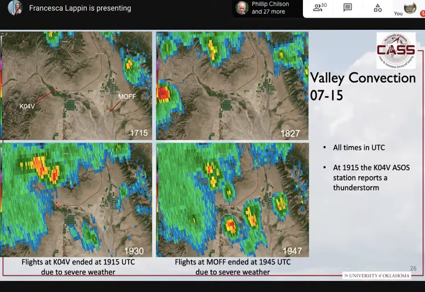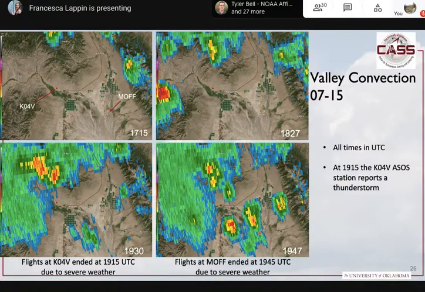While there's no reflectivity shown directly over the site, keep in mind that radar coverage within a valley isn't necessarily going to show the base of a cloud, especially when the radar is to the east of this valley. And then at 1945 is when the last flight occurred at Moffett. And that's because there was some rain, but convection tended to stay more northwest of the Moffett site.